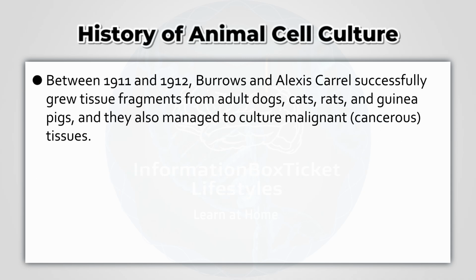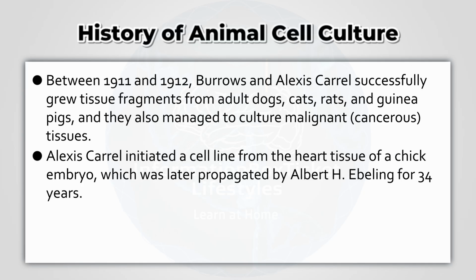Between 1911 and 1912, Burrows and Alexis Carrel successfully grew tissue fragments from adult dogs, cats, rats, and guinea pigs, and they also managed to culture malignant, cancerous tissues. Alexis Carrel initiated a cell line from the heart tissue of a chick embryo, which was later propagated by Albert H. Ebeling for 34 years.